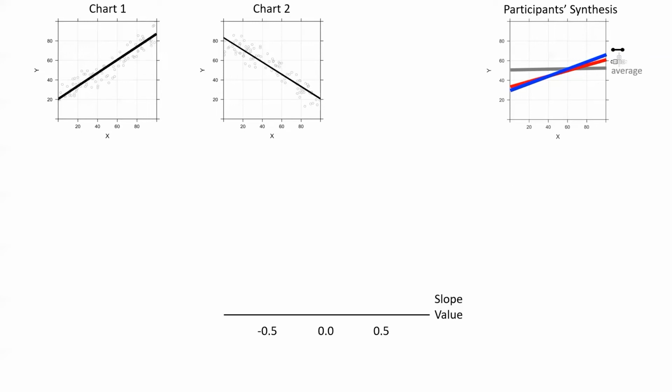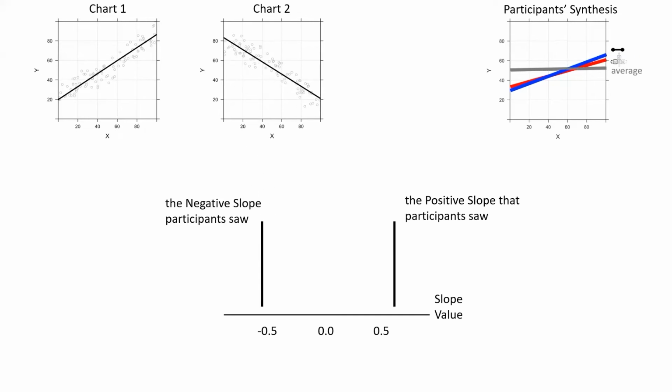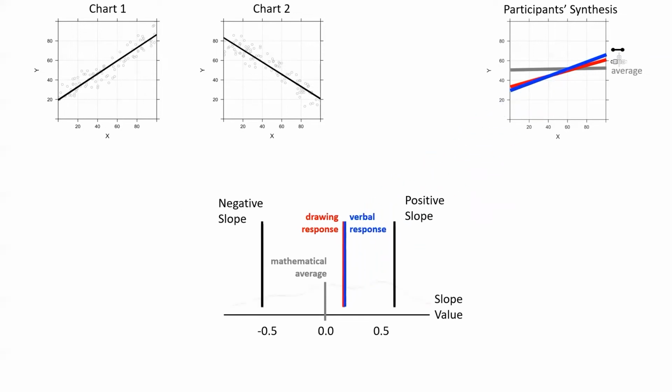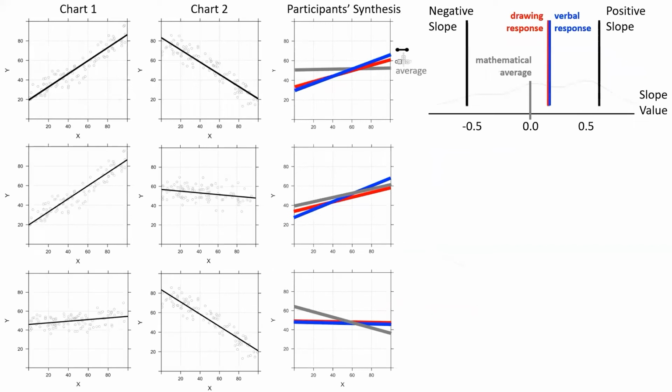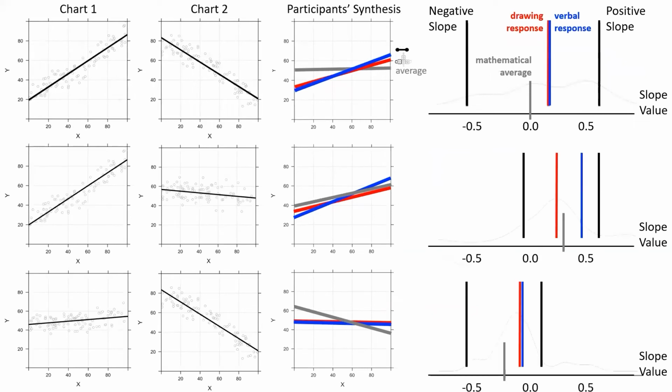I'll plot the slope value on this number line here, and the slope of the positive line will be plotted here, and the slope of the negative line will be plotted here. The mathematical average slope would be put right here, and the drawing response goes here. Finally, the verbal response goes here. So, creating some shorthand notation for these, I'll move this to the top right corner and show you the results for the other conditions. Here they are.